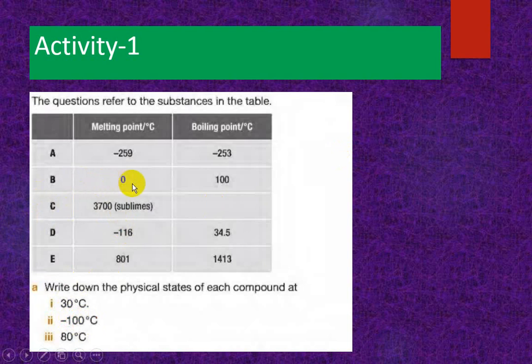What will B substance be? This temperature range is after 100, solid. Yes, not after 100, it is below zero. So minus 100 degrees is below zero. So solid. What is that? This one, see, solid. And D, what will D be? Solid.